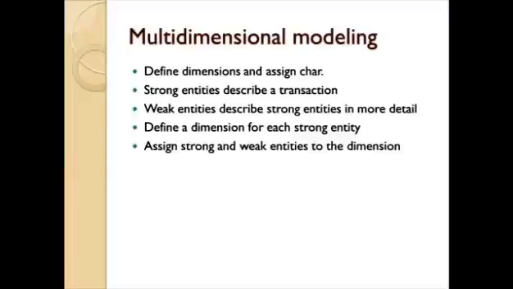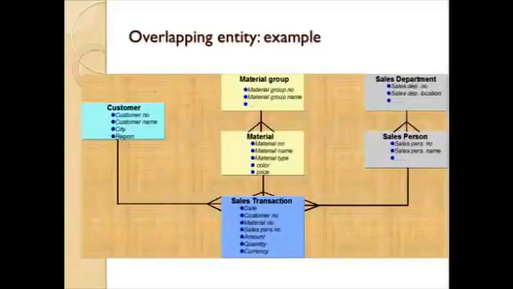So how do we get to the goal though? First you identify strong entities. They describe a transaction in the business world, and the rest of the entities are considered weak because they describe strong entities in more detail. And then I define a dimension for each strong entity, so if you have 5 strong entities, you will then have 5 dimensions, and then you assign strong and weak entities to the respective dimensions. All right. Now on the next slide, I'm going to talk about one example. Hopefully, that will bring everything together that we've talked about so far.